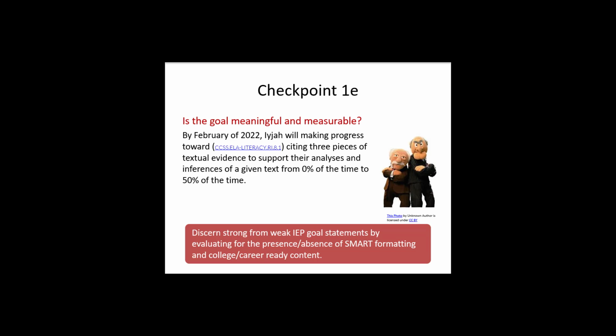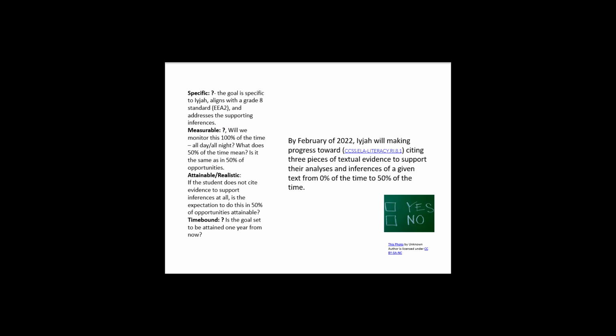Checkpoint 1E, is this goal meaningful and measurable? By February of 2022, Aisha will make progress towards citing 3 pieces of textual evidence to support their analyses and inferences of a given text from 0% of the time to 50% of the time. So this goal is specific to Aisha. Their goal aligns to a grade 8 standard, and their goal addresses the skill of supporting inferences by citing text evidence. Is Aisha's goal measurable?